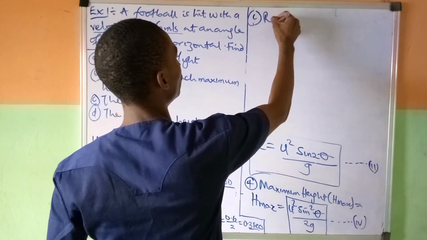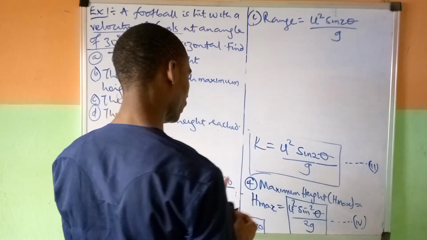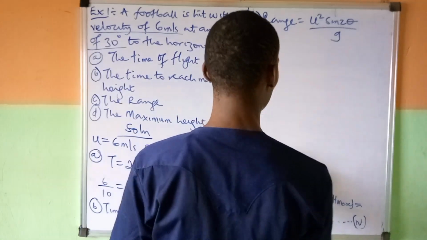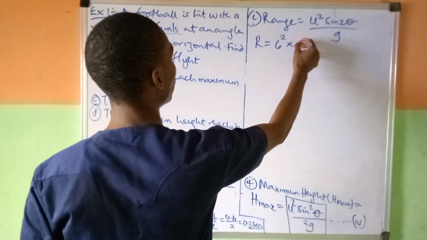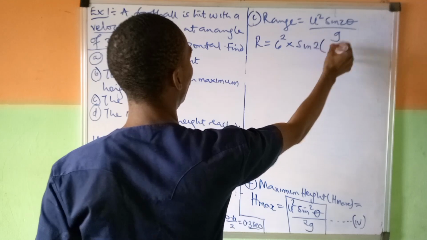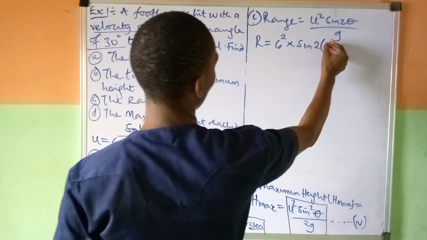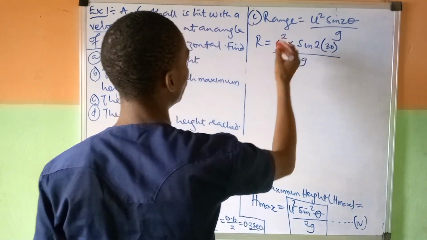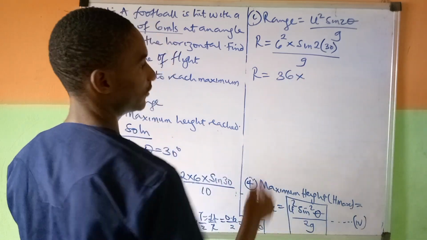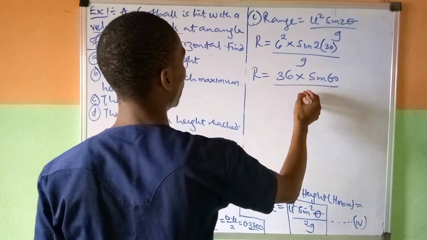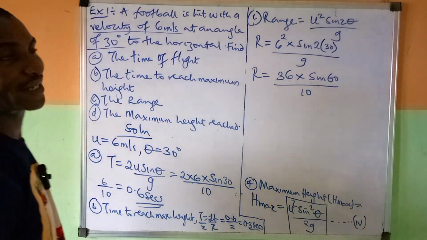So C, range is what? U squared sine 2 theta over g. So let's solve that. Our range is going to be u squared. What is u? 6 squared, multiplied by sine 2 theta, which means 2 times 30. That is sine 60 over g. So our R is going to be 36 multiplied by sine 60 over g, which is 10.